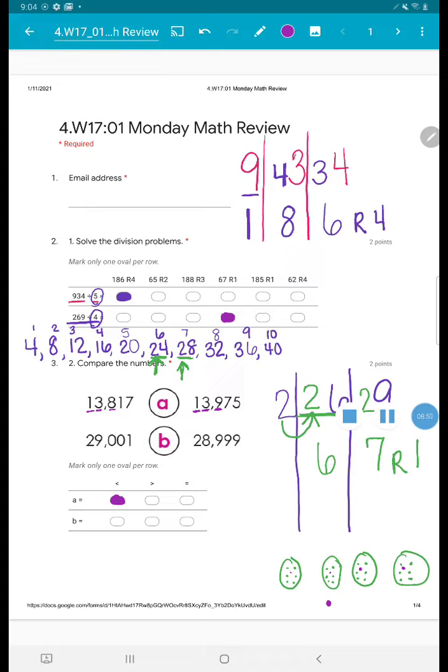For B, we're going to do the same thing. I'm going to compare my largest place value. 2 10,000s, 2 10,000s. That's the same. So I'll go to the next place value, which is 9,000 and 8,000. 9,000 is more. So the correct answer to B is greater than. 29,001 is greater than 28,999.